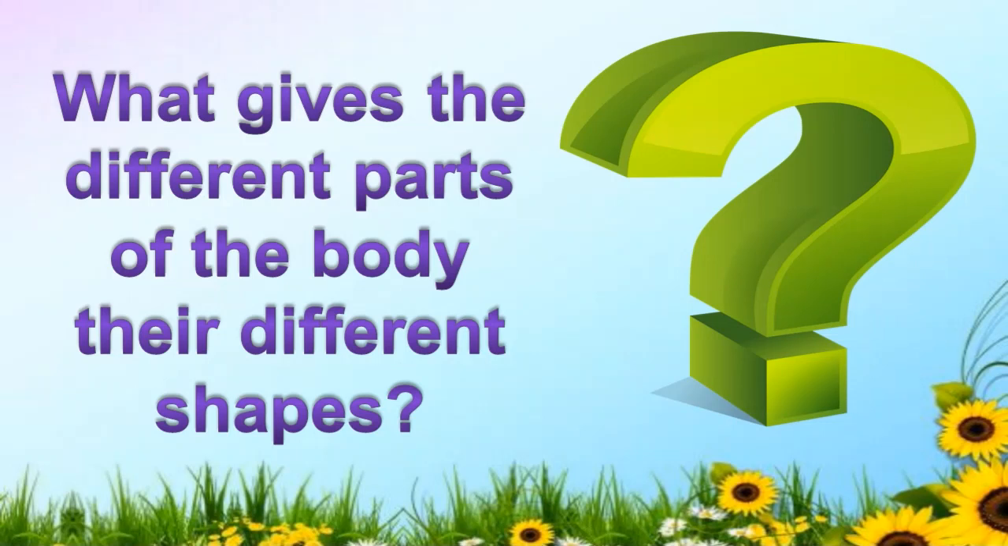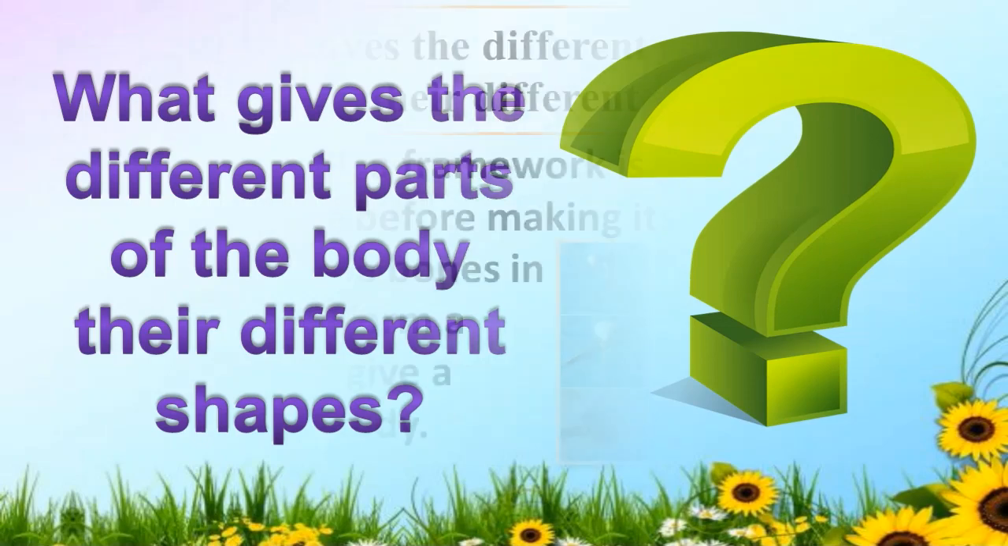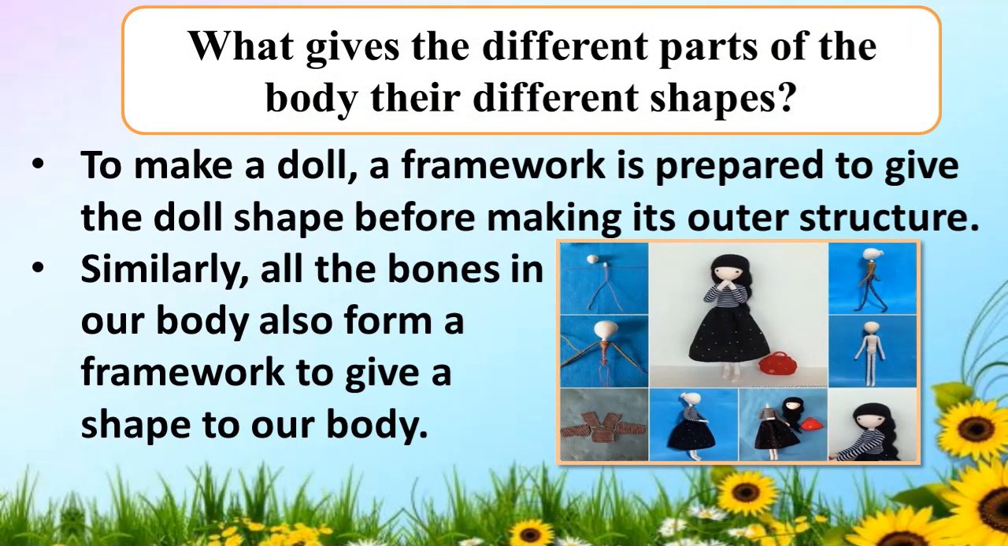Students, before we start, I have a question in my mind. What gives the different parts of the body their different shapes? Students, if we want to make a doll, a framework is prepared to give the doll shape before making its outer structure. Isn't it? Similarly, all the bones in our body also form a framework to give a shape to our body.